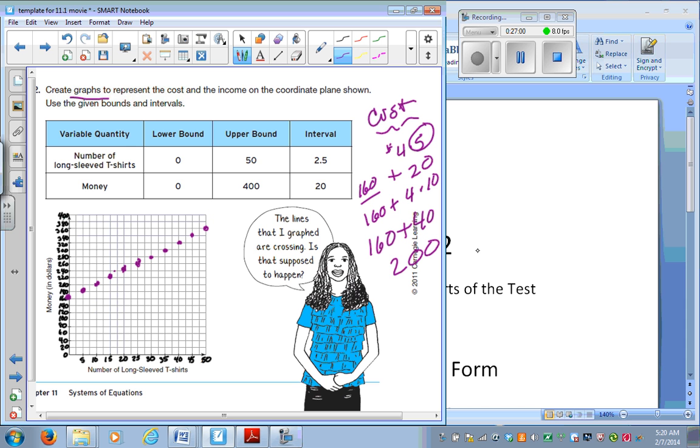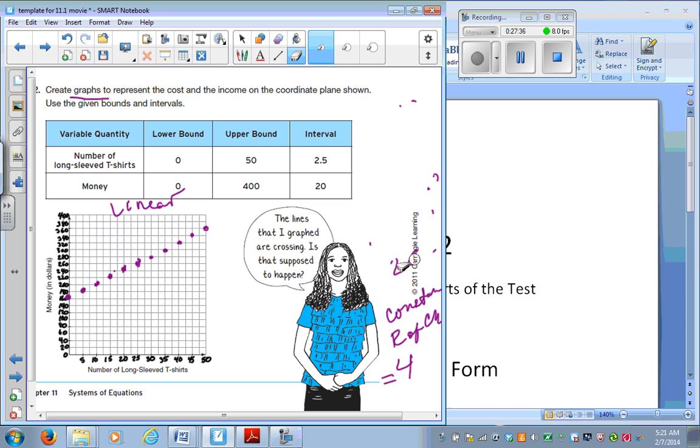And here we go. First of all, you'll notice that this is linear. The reason it's linear is because I have a constant rate of change. Every single t-shirt costs me another $4. So we've learned about rate of change before. Constant rate of change. Every time I buy another t-shirt, it goes up by $4. So my constant rate of change is $4. That's why, as I graph this function, it's going to be linear.